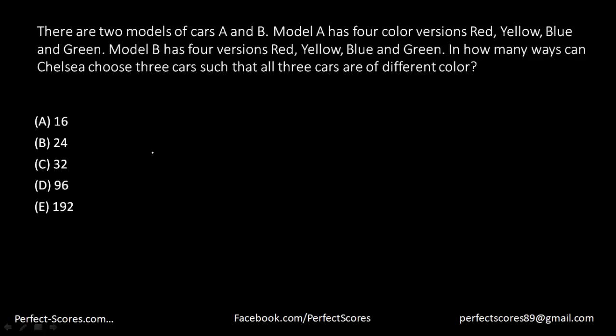So let's do this question. The first step is to read out the question. There are 2 models of car, A and B. Model A has 4 different color versions: a red car, a yellow car, a blue car, and a green car. Similarly, model B again has 4 different versions: red, yellow, blue, and green, right? So these are the 4 different versions for model A, and these are the 4 different versions for model B.